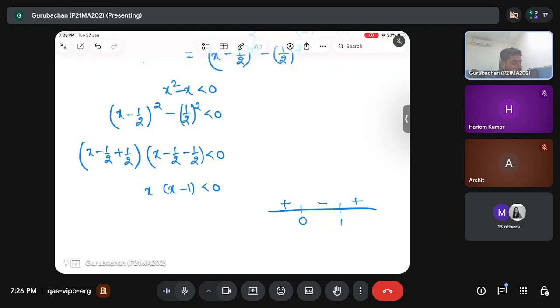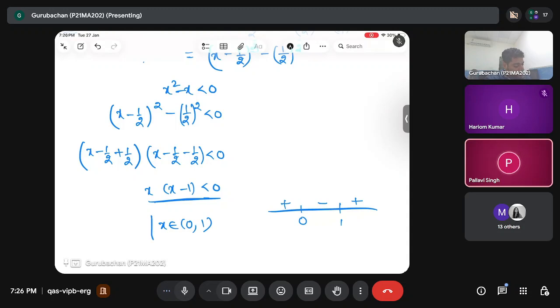So which interval do you need? The one for which this LHS is negative. So where is your LHS negative? You can see in this number line, between 0 and 1. 0 to 1. x is greater than 0 and less than 1, sir. Understood? How you are guessing these intervals?